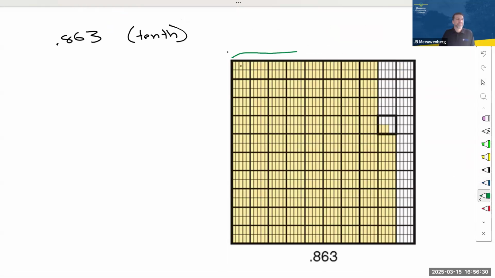We here have 8 full columns, 8/10ths. Again, each column represents a tenth of the entire square. And then we have 1, 2, 3, 4, 5, 6. So we have 6 hundredths. Each of those blocks is 1/100th. And then we have these 3 thousandths. So we have 8/10ths, 6/100ths, and 3 thousandths.